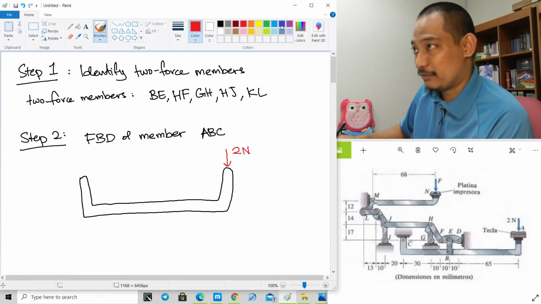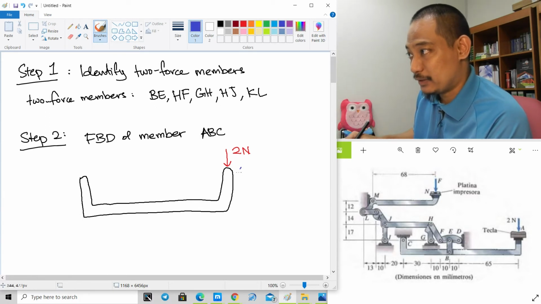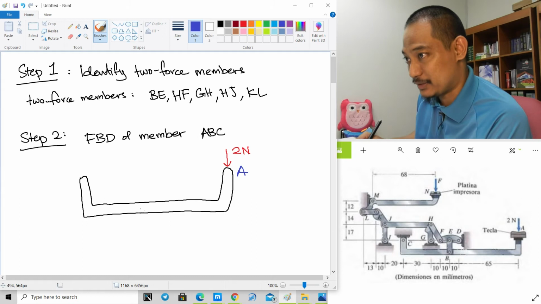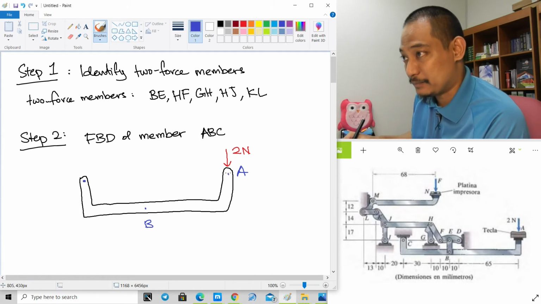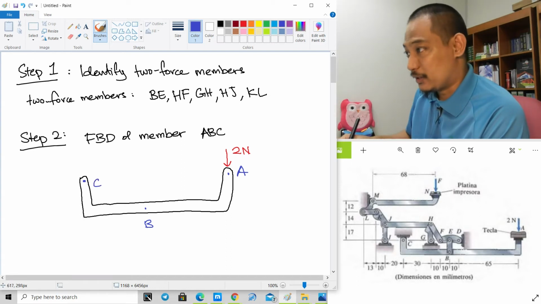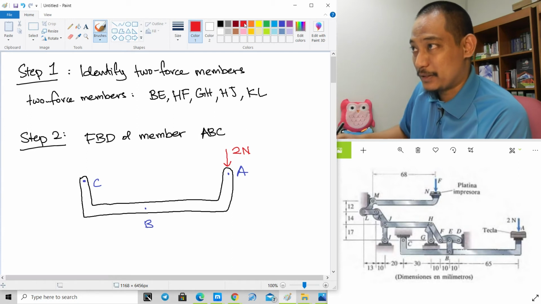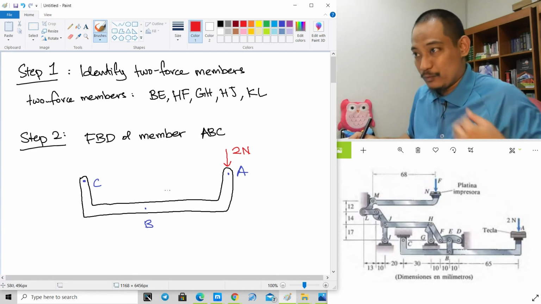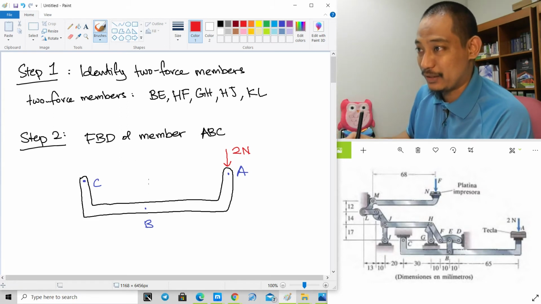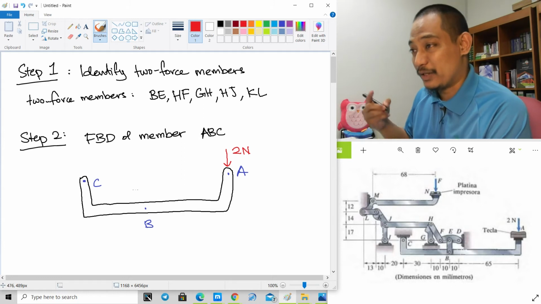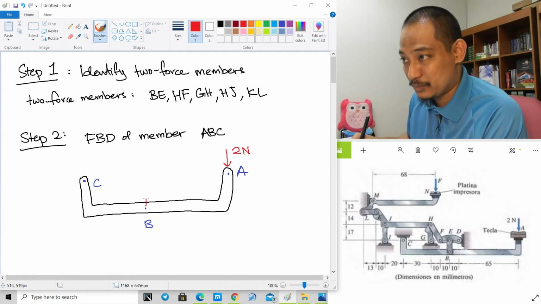And then, okay, if I have a point, right, this is point A here, and then we have point B somewhere here, and then we have point C here. All right, so we'll draw the force in red, right? So why is it important to know BE is a two force member? Because the force will be along BE. So we can assume either tension or compression. So I will assume it as such, right?